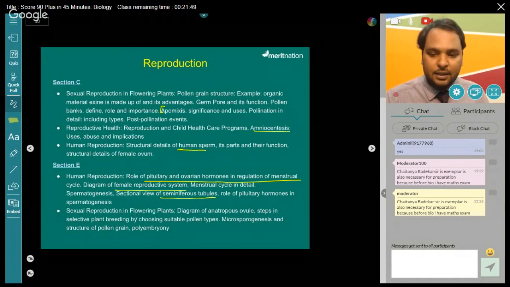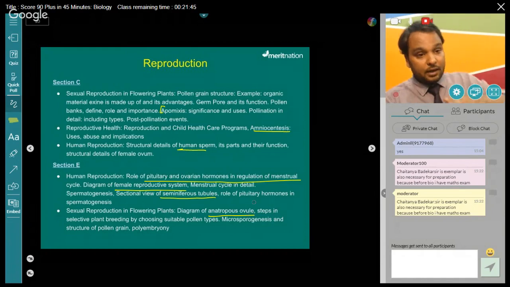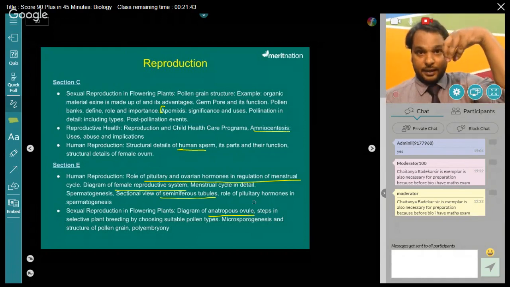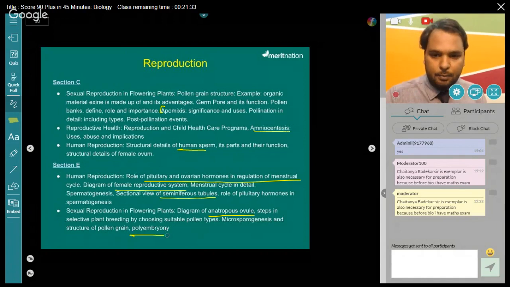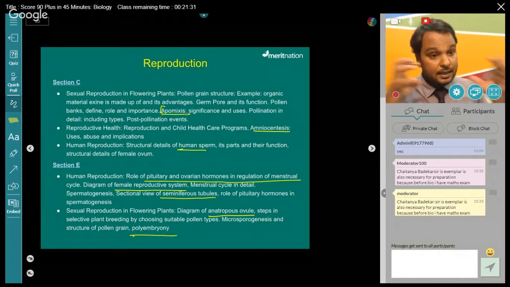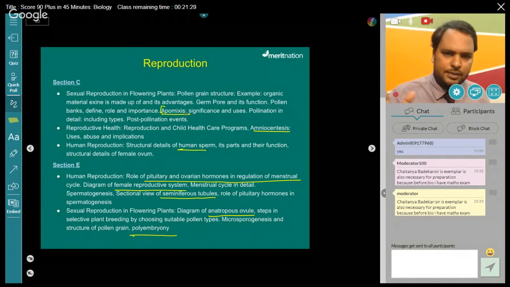Okay, and sexual reproduction in flowering plants. Diagram of an anatropous ovule, the curved one. Okay, it looks something like this, if you remember. Steps in selecting, breeding and choosing suitable pollen types. Microsporogenesis and structure of pollen grain, and polyembryony. So polyembryony comes with your apomixis. This all comes in the last topic of this plant chapter.